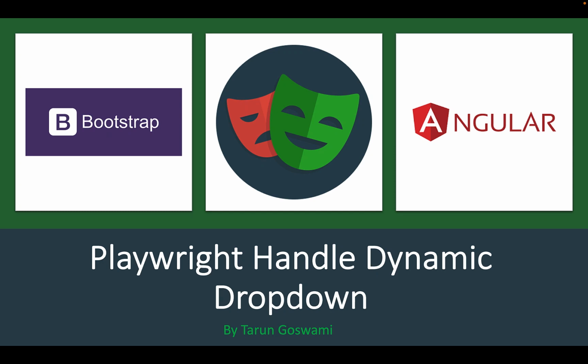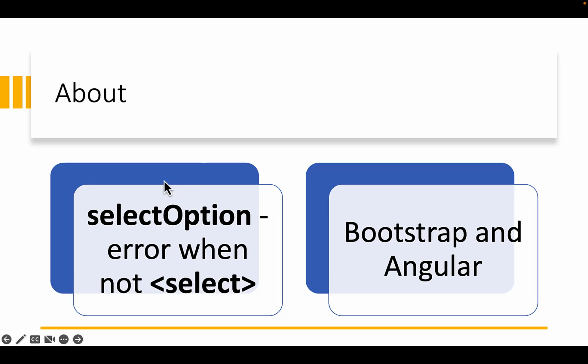Hello everyone, in this video let's discuss how to handle dynamic dropdown in Playwright. Earlier we discussed Playwright selectOption method to handle the basic select dropdown in Playwright. The selectOption method throws an error if the target element is not a select element. In this video let's see how to handle dynamic dropdown or select an option when the select option is not available, with a couple of examples including Bootstrap and Angular.